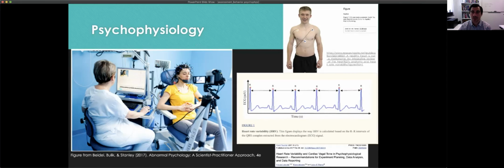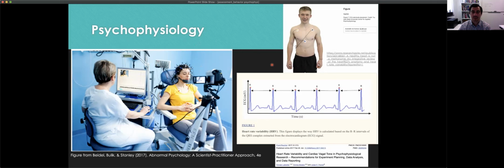With EEG, we're looking at the electrical activity. We can see the patterns that are happening when people are engaged in different types of activities. And so that would be one way we can track psychophysiology, for example, in terms of heart rate variability.